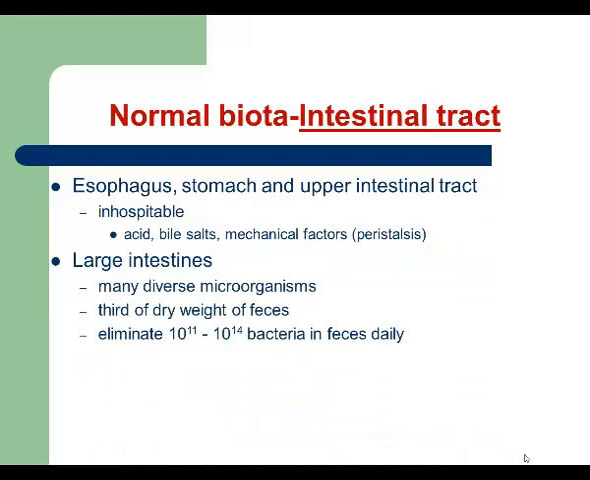From the mouth, food and microorganisms move into the intestinal tract, and they pass through the esophagus, stomach, and upper intestinal tract. Those areas are not very favorable for microorganisms to live. Why? Because of the acid of the stomach, not a very friendly environment for microorganisms to grow. Bile salts, I told you, would be an example of natural antibiotic in our body. And then mechanical factors, bowel movements. When our intestinal tract moves, it mechanically removes microorganisms from the surfaces.